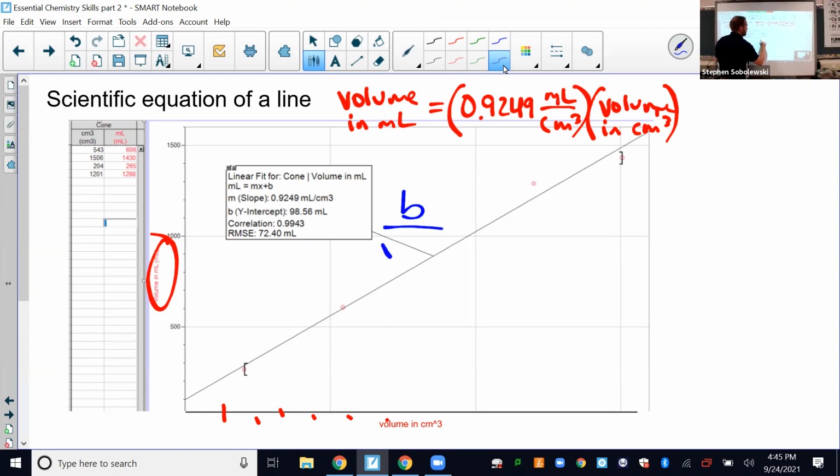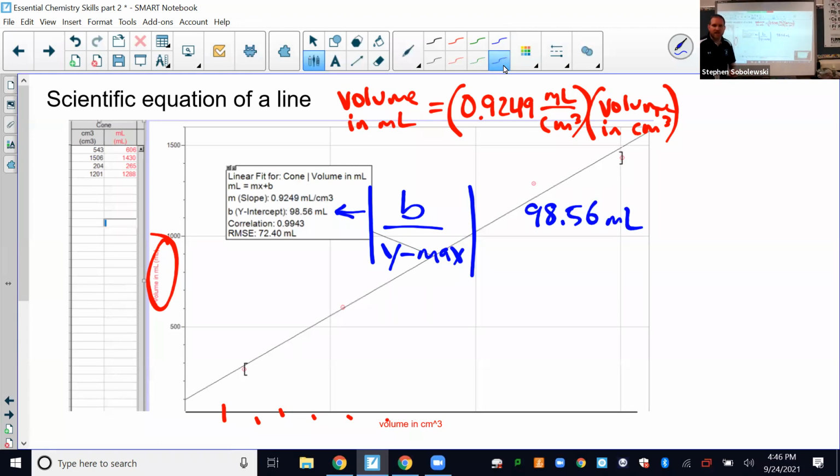B over y max, absolute value, times 100%. If that's more than 5%, then yes, we include it. If it's less than 5%, we do not include it. Okay, the b value is right here. It's always listed in your data table or your data box. In this case, it's 98.56 milliliters.